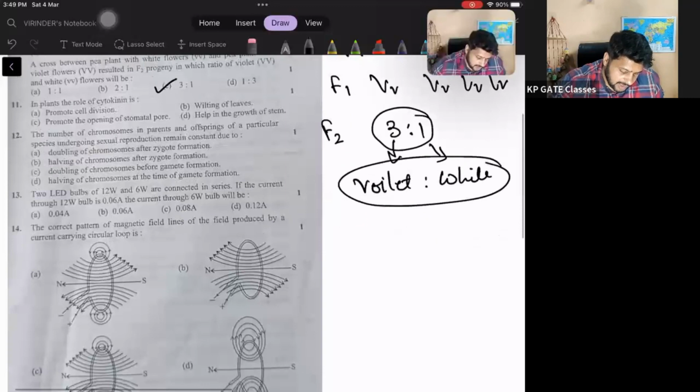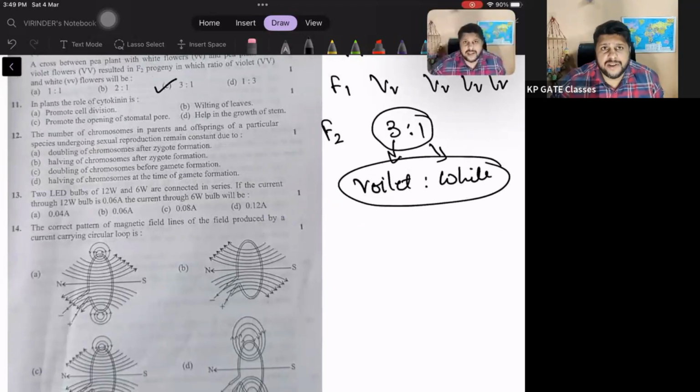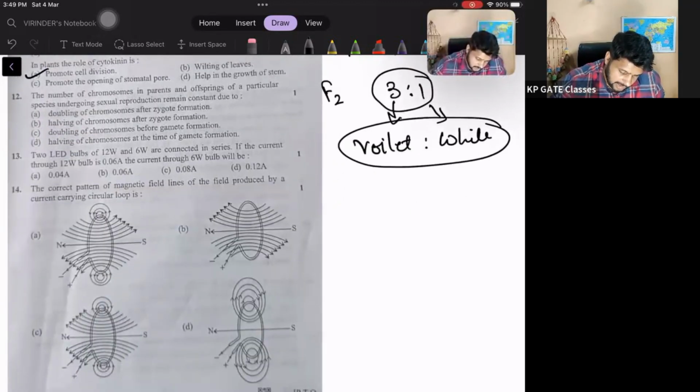Now, question 11. In plants, the role of cytokinin is cell division. It promotes cell division because it is a growth hormone. The number of chromosomes in parents and offspring of a particular species undergoing sexual reproduction remains constant due to doubling of chromosomes after zygote formation. No, both of them are bringing half chromosomes. When they get paired, they become full. Halving the chromosomes after zygote? No. Doubling of chromosomes before gamete formation? No. Halving of chromosomes at the time of gamete formation. So this is our right answer here.